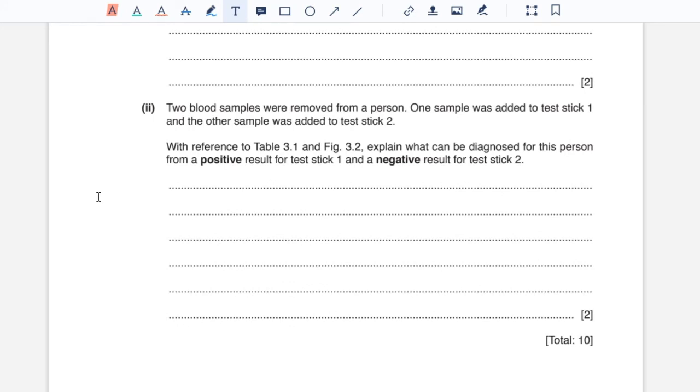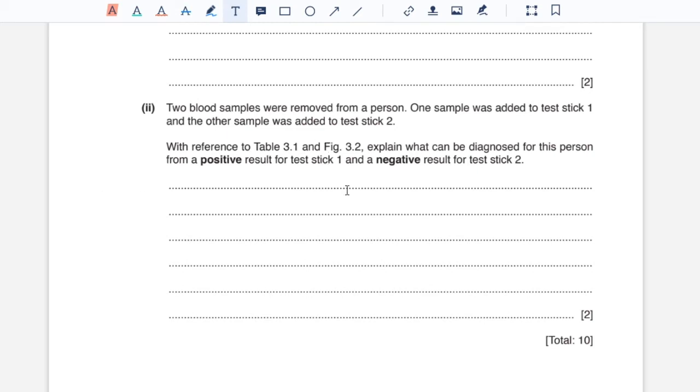2 blood samples are removed from a person. One sample was added to test stick 1 and the other sample was added to test stick 2. With reference to table 3.1 and figure 3.2, explain what can be diagnosed for this person from a positive test result from test stick 1 and a negative result from test stick 2.